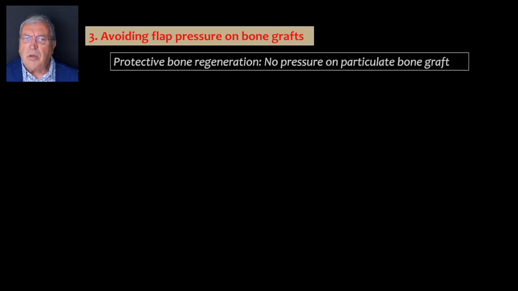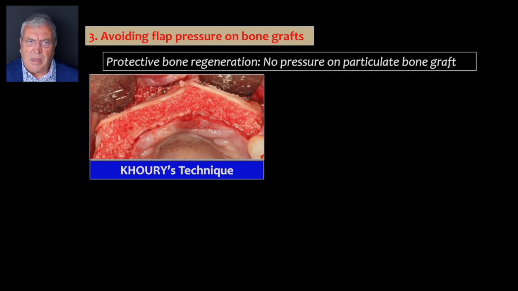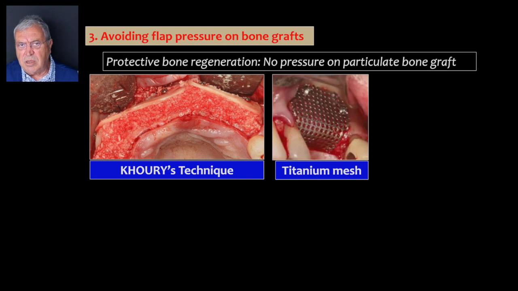We need to avoid the flap pressure. You know, when we make augmentation, the flap presses the underlying bone. And then we have different techniques that avoid the pressure from the flap. I name them protective bone regeneration. It's the case of the Curie technique. With the titanium, it's the same. The mesh does not allow the gum to press the particulate bone inside. The PTFE is the same.